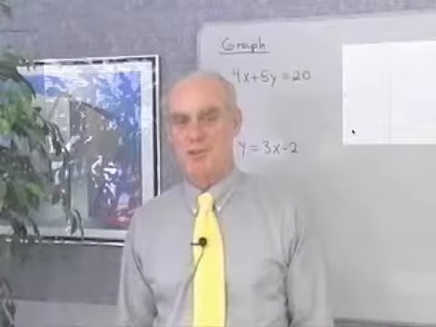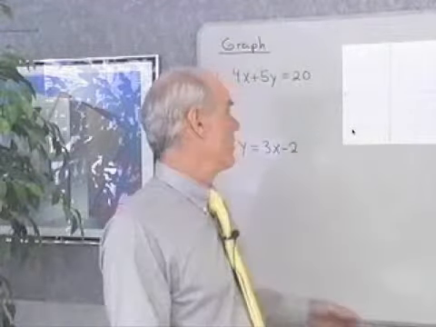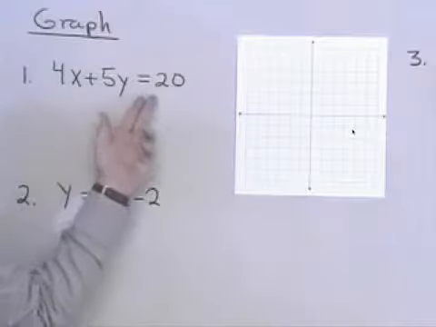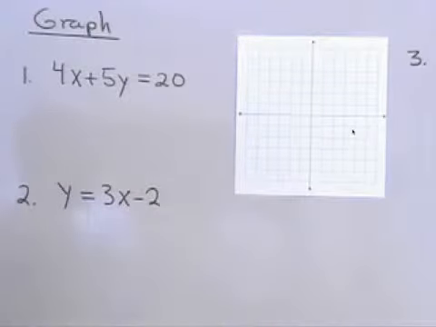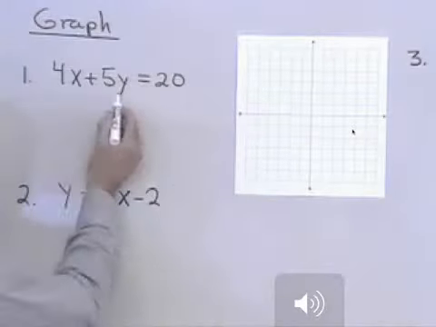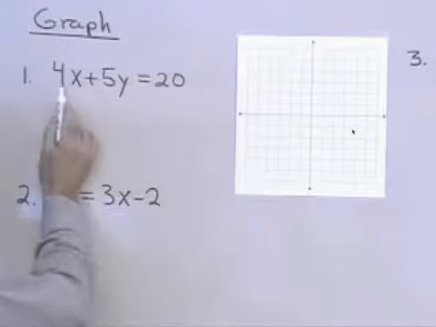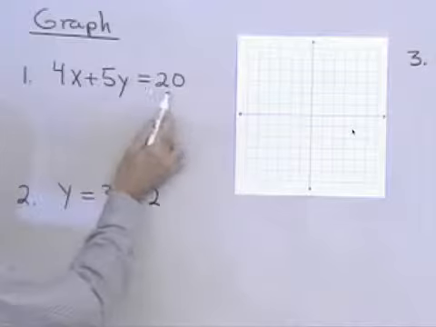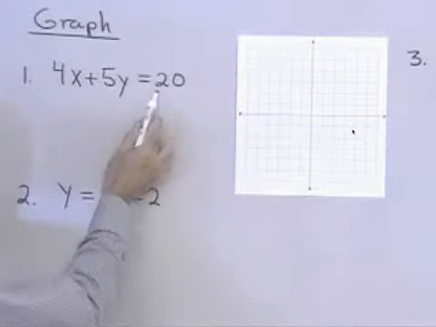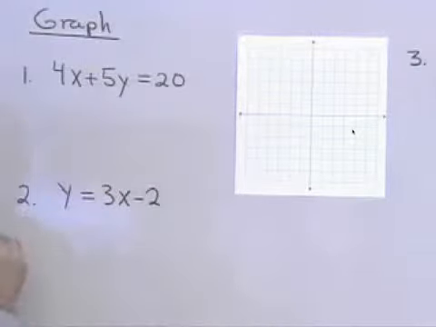We want to graph some linear equations in two variables. Our first one is 4x plus 5y is equal to 20. Now we're going to graph this by finding a couple of ordered pairs that satisfy this equation. And when an equation is set up this way, where the coefficients of x and y divide the constant term, then the easiest numbers to work with are the x and y intercepts.